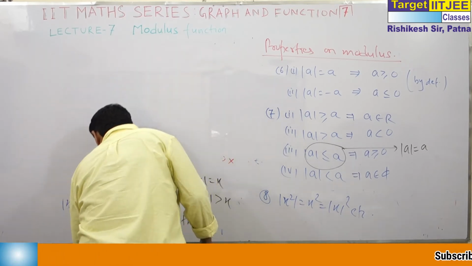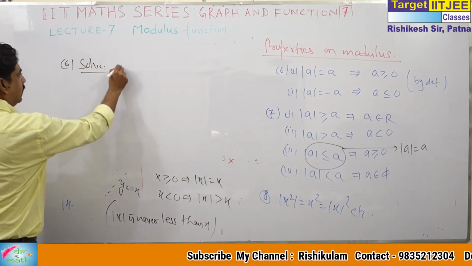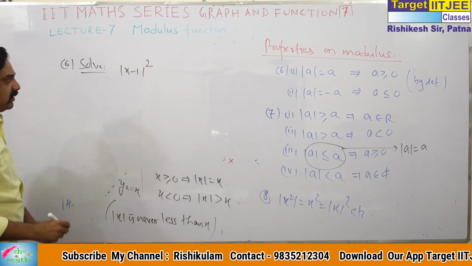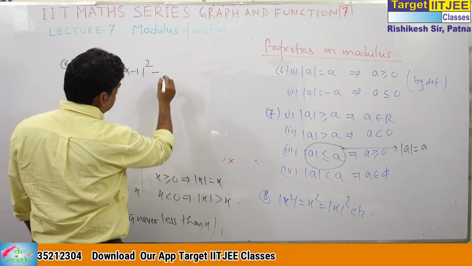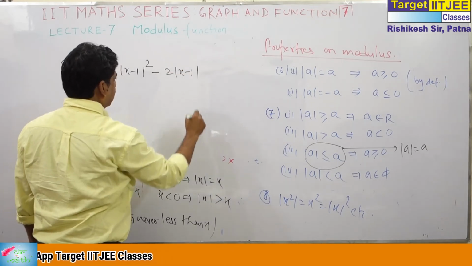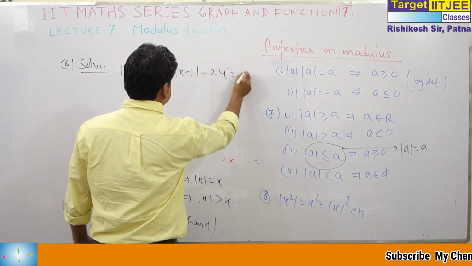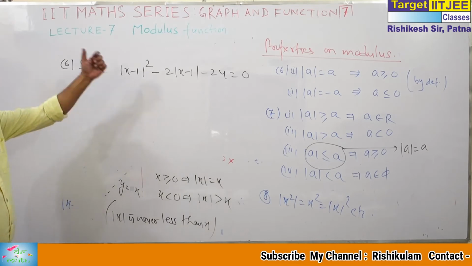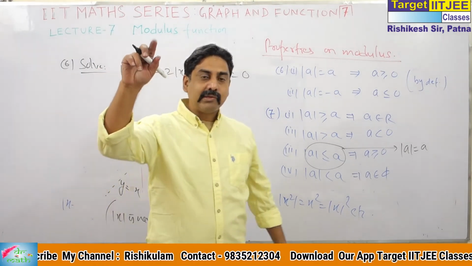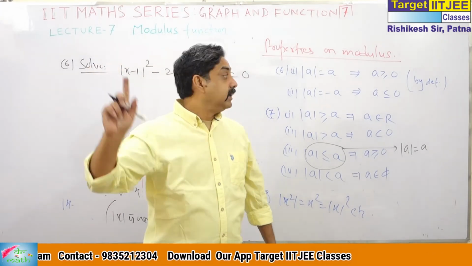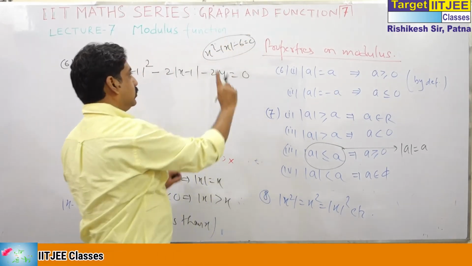First of all, suppose we come to question number 6. I have done this type of question. Solve mod x minus 1 whole square minus 2 times mod x minus 1, minus 24 is equal to 0. Suppose this is the question. I have done this type of question in the base course, like x square minus mod x minus 6 is equal to 0. That is my favorite data. That I have done in the base course, if you have gone through it.